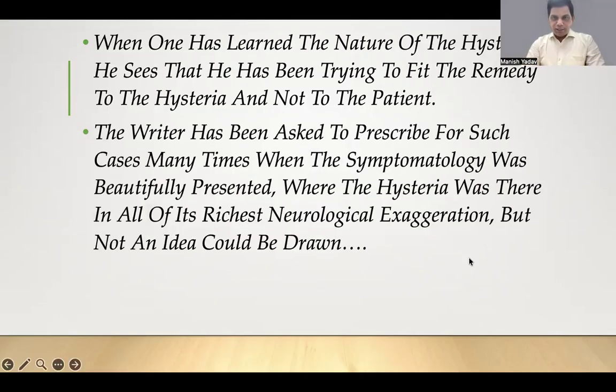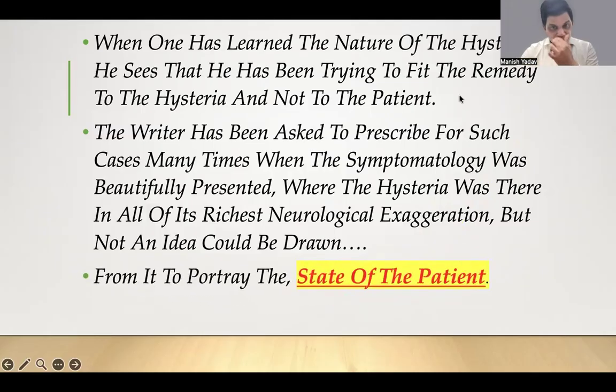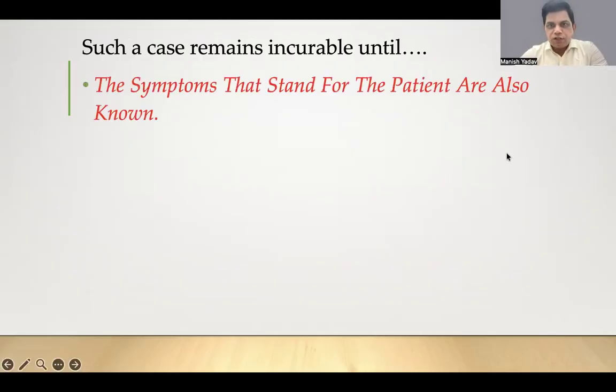The writer has been asked to prescribe for cases many times when the symptomatology was beautifully presented, where hysteria was there in all of its richest neurological exaggeration, but not an idea could be drawn from it to portray the state of the patient. Hysteria means exaggerated emotion, so all neurological symptoms come up. Hence all numbness, tingling, anxiety, fear, phobia, everything comes up, and you get confused there. Kent says all the neurological exaggerations were there, but he couldn't find anything which would portray the state of the patient. Such a case remains incurable until the symptoms that stand for the patient are also known.